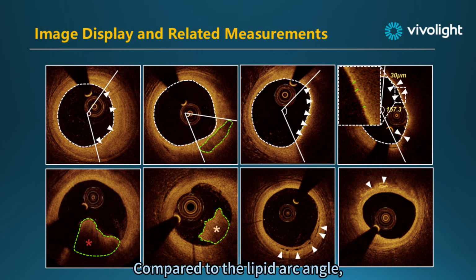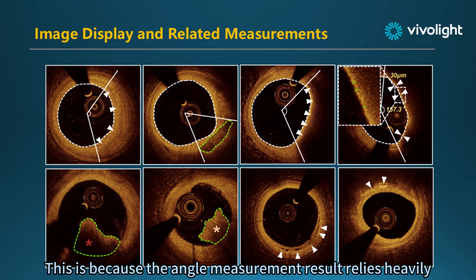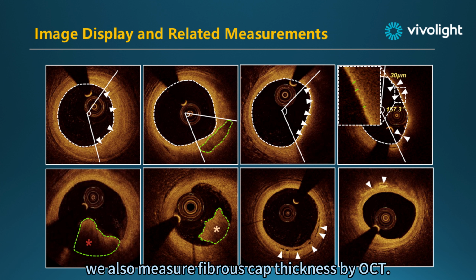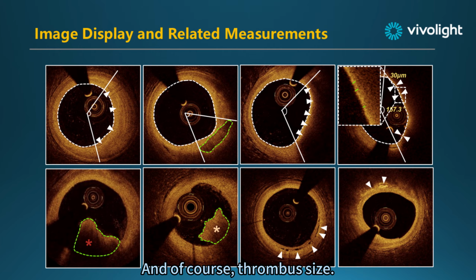Compared to the lipid arc angle, I personally think the arc length might be more clinically significant. This is because the angle measurement result relies heavily on the chosen center point. If the center point is off, the measured angle can change significantly. Therefore, the arc length is likely more important. As mentioned in our previous lecture, we also measure fibrous cap thickness by OCT, and of course, thrombus size.